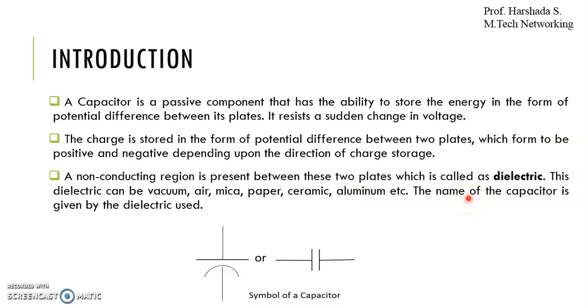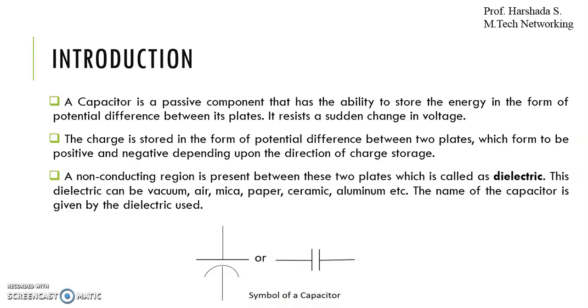The name of the capacitor is given by the dielectric used. So whichever material is used as the dielectric, that type of name is given to that capacitor. Okay? So this is the symbol of the capacitor. It may be like this or this. So when there are two lines or one curve, that means it's a capacitor. Okay?